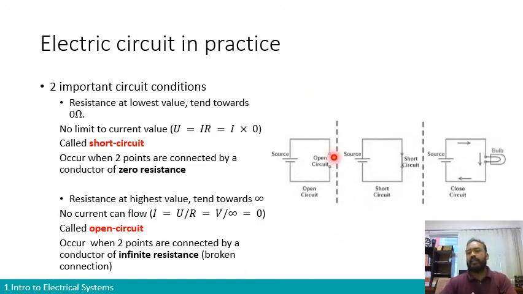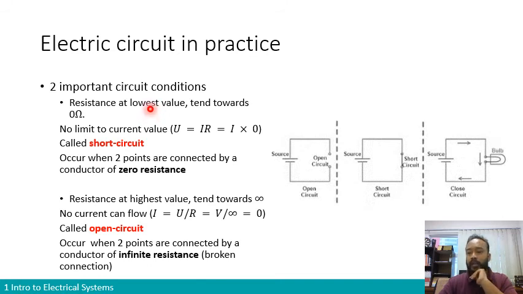So we are almost at the end of this week's topic, discussing electrical parameters, the basic parameters of current, voltage, and resistance, and a bit of Ohm's law. Another thing that you need to know is that in terms of circuit condition, there are two important circuit conditions that exist, that you may find yourself in at a certain moment, right?